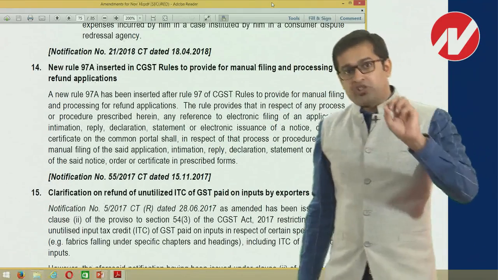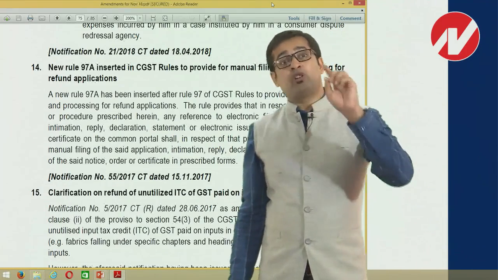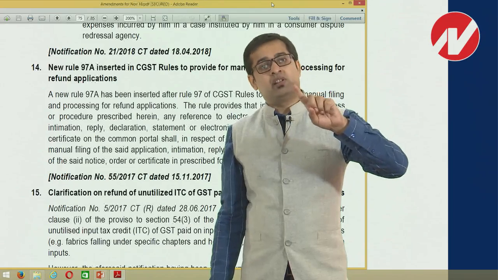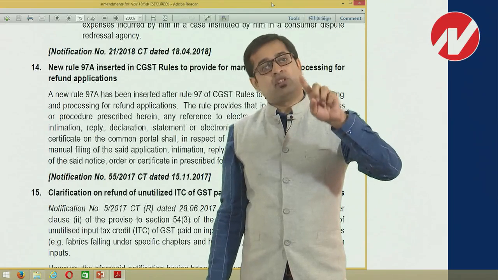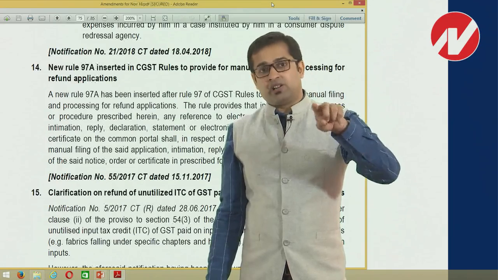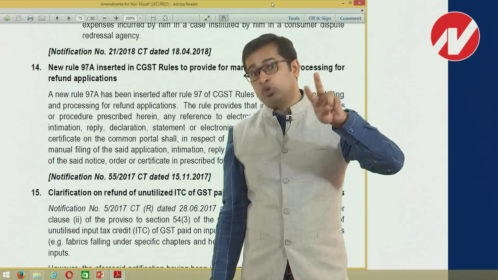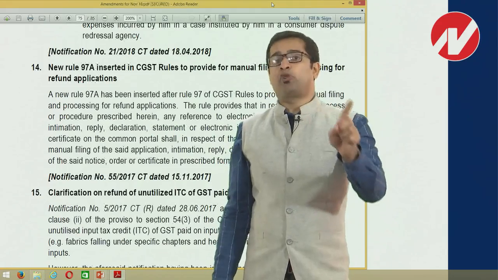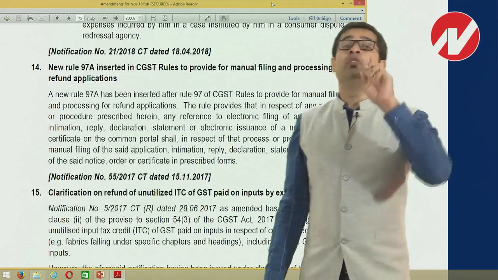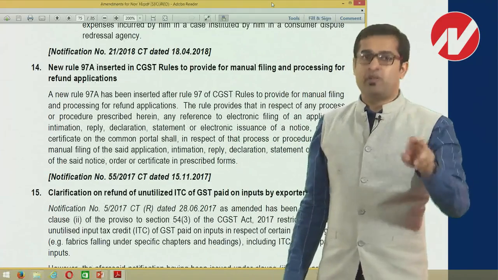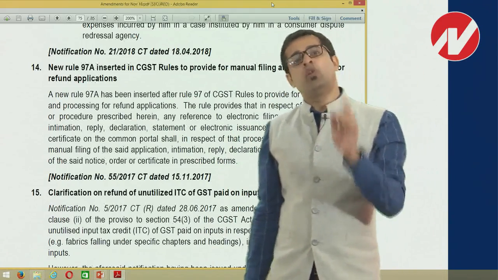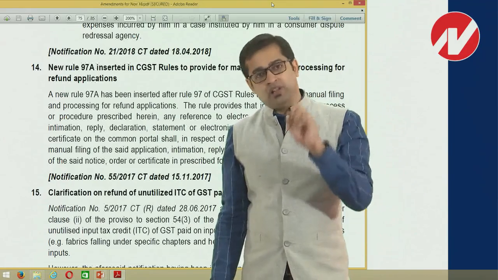So the restriction that refund should not be granted was earlier applicable in both cases, in the sense that the first one was with regard to zero rated supply and the second was with regard to inverted tax structure. In both cases, if it was a fabric product, you did not get a refund. Now only in case of inverted tax structure, if it is a fabric product, you do not get a refund. In case of zero rated supply of a fabric product, you will get 100% refund.